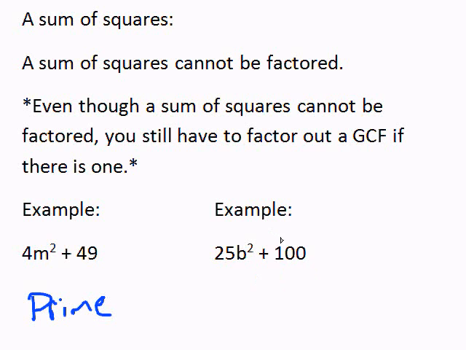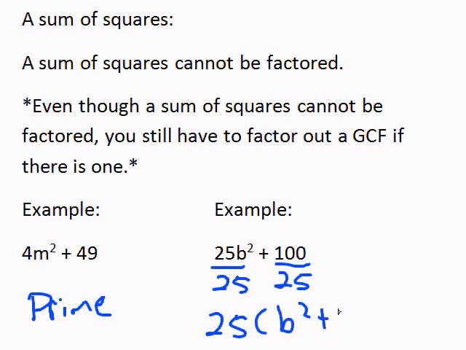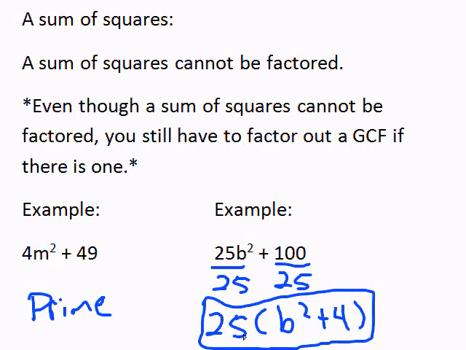For our second example, there is a common monomial factor. It is 25. We can factor 25 out of both terms. So we get 25 and then b squared plus 4. Notice b squared plus 4 is a sum of squares. B squared being a square and 4 being a square. Since b squared plus 4 is a sum of squares, we cannot factor it any further. And our final answer is 25, parentheses, b squared plus 4, parentheses. I chose this example to show you that even though the sum of squares cannot be factored, we still have to factor out the greatest common factor and then write our final answer as it appears here.